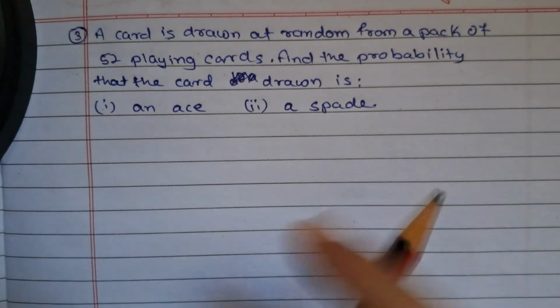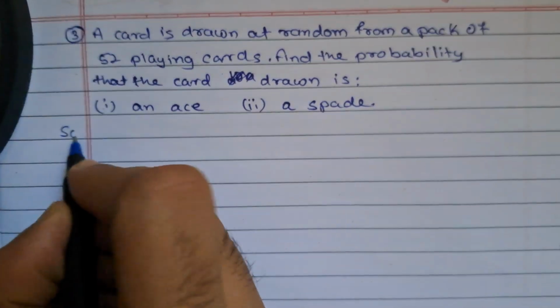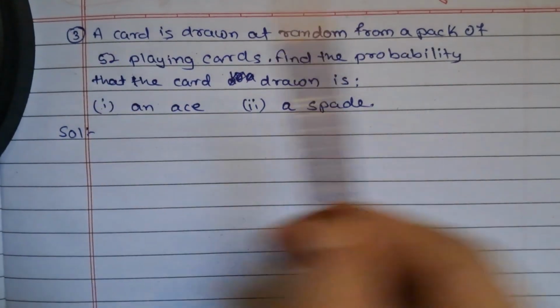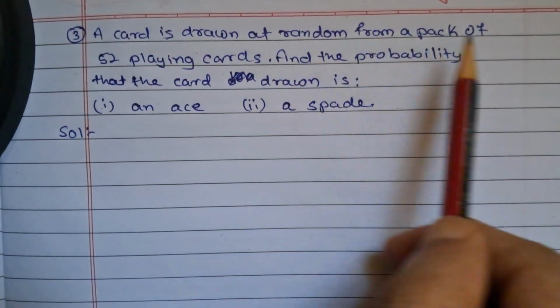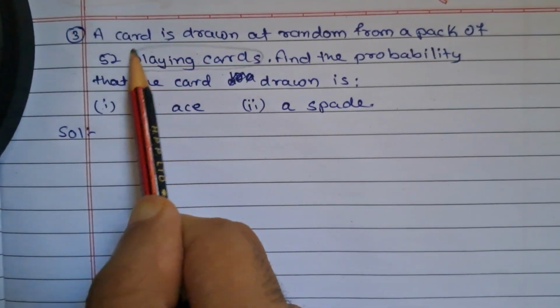Let's see the sum now. It's a sum of playing cards. So let me just write the solution like this. So first of all, let's understand what the sum says. A card is drawn at random from a pack of 52 playing cards. So I believe you all know about playing cards.